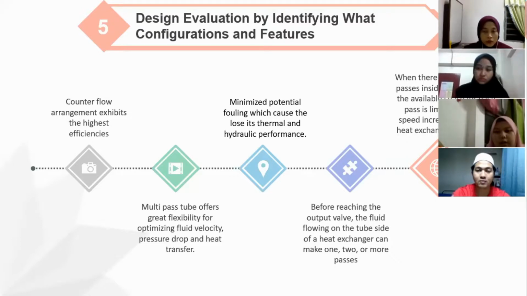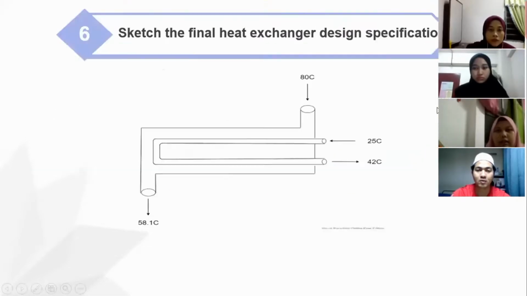Before reaching the output valve, the fluid flow on the tube side of a heat exchanger can make 1, 2, or more passes. When there are 2 or more passes inside the heat exchanger, the available space for each pass is limited. Then flow speed increases and more heat exchange is generated. And then next, this is the final heat exchanger design specification that we chose, which is the third design. So I will pass to the next presenter.